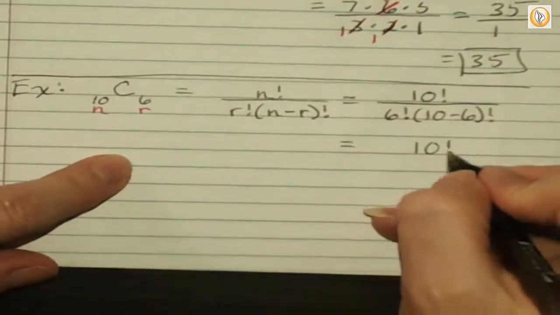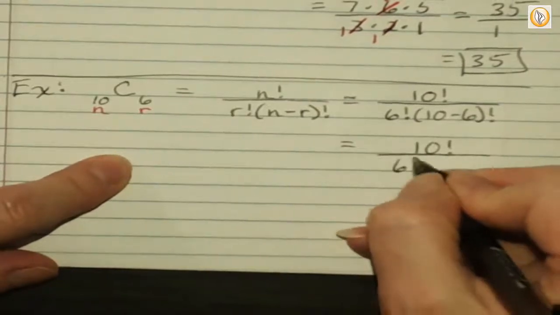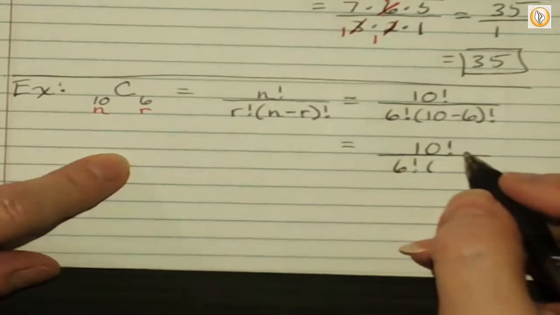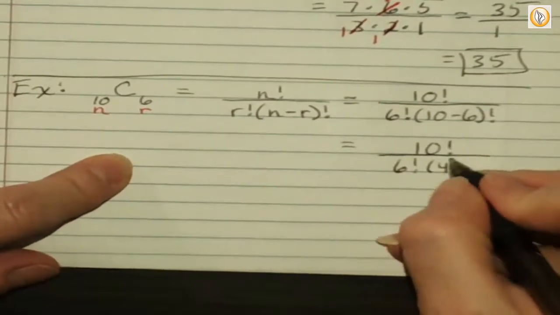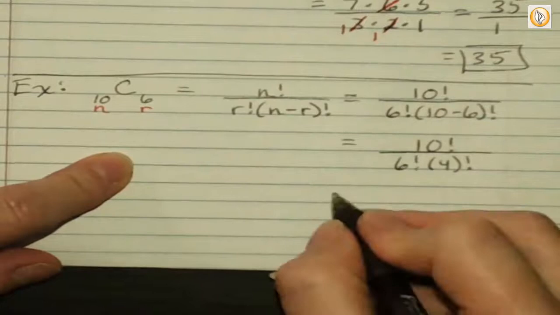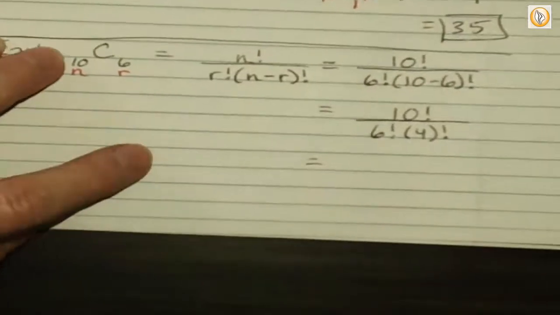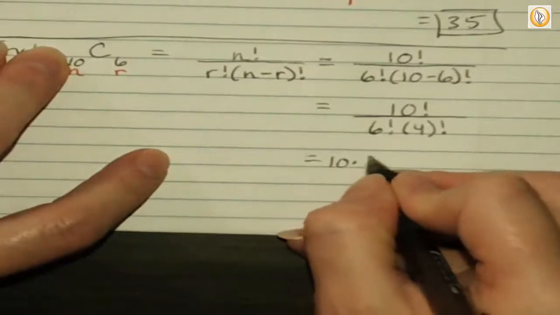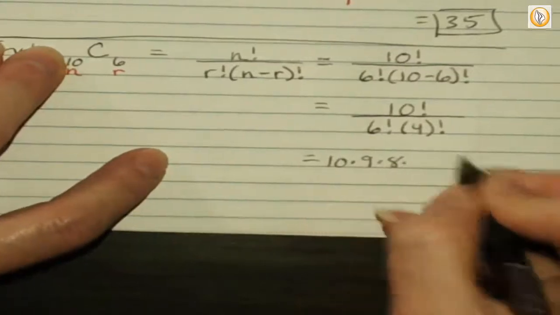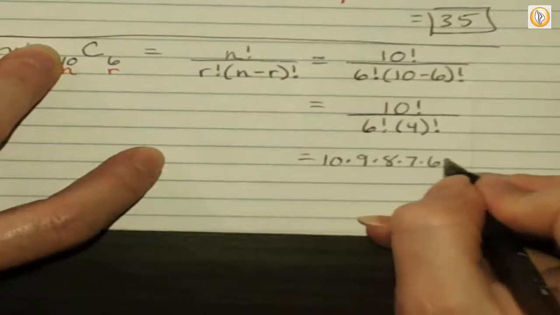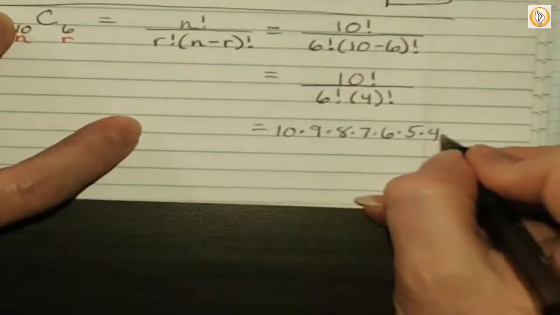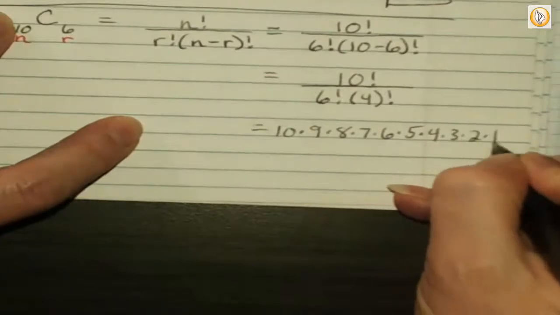Okay, so now I have 10 factorial over 6 factorial times... What's 10 minus 6? 4. Very good. Times 4 factorial. Okay, let's write it out. I have 10 times 9 times 8 times 7 times 6 times 5 times 4 times 3 times 2 times 1.